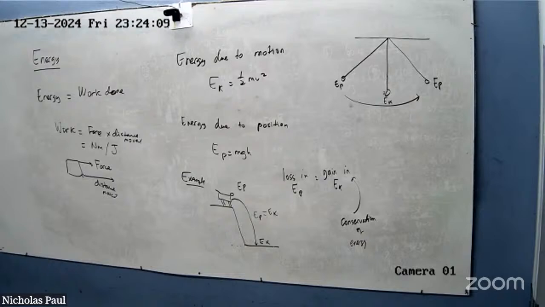Mass like that. Oh, by the way, m is mass and v is velocity, and h is height, and g is gravity.